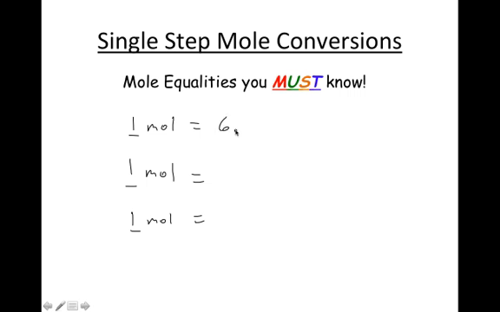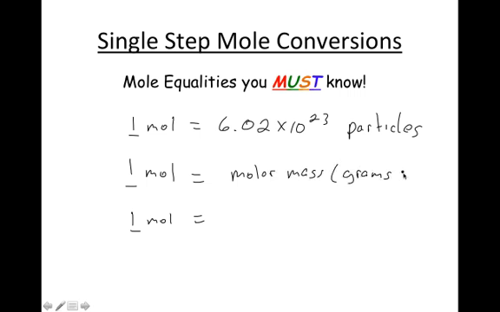Two of these you already know. A mole is equal to 6.02 times 10 to the 23 particles. The other one is that 1 mole is equal to the molar mass, which is expressed in grams. And the last is that 1 mole is equal to 22.4 liters of a gas. This only applies to gases. You cannot do this 22.4 liters with liquids or solids, only gases.